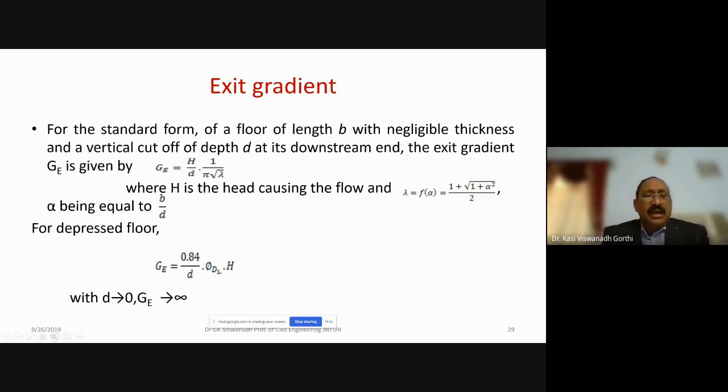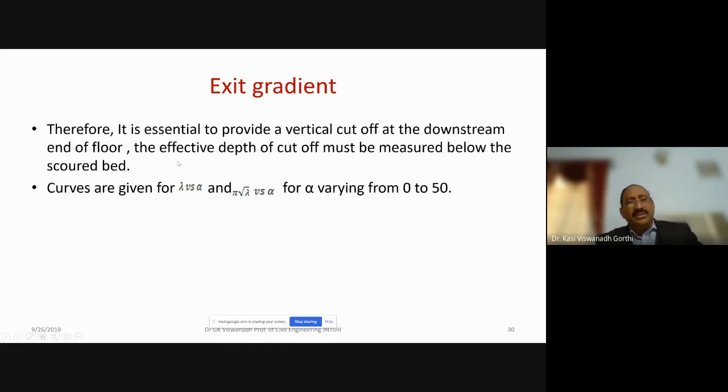Small thing is missing here. When the value of D is becoming zero, what will happen? When D is tending to zero, that means you are not providing a cutoff either at the upstream side or downstream side, then the exit gradient is becoming infinity. So it is essential to provide a pile at the downstream end of the floor. The effective depth of the cutoff must be measured below the scour bed.